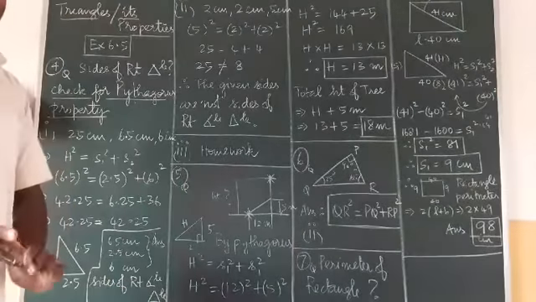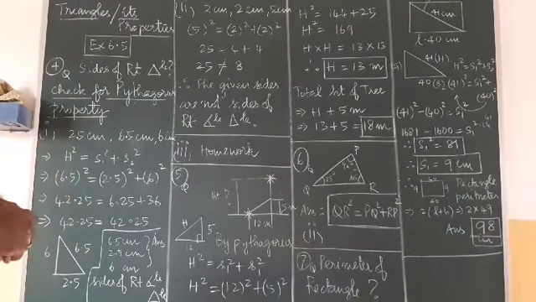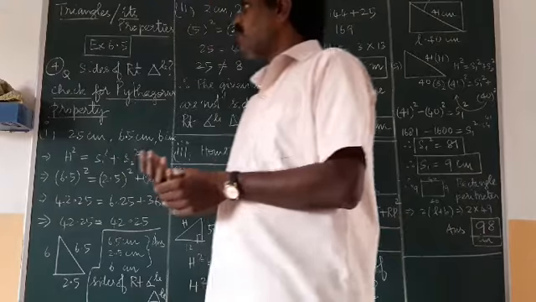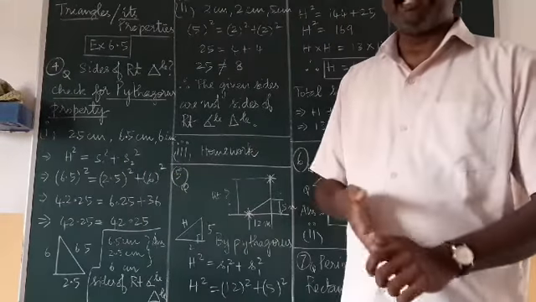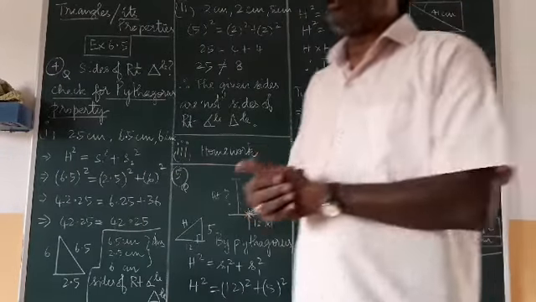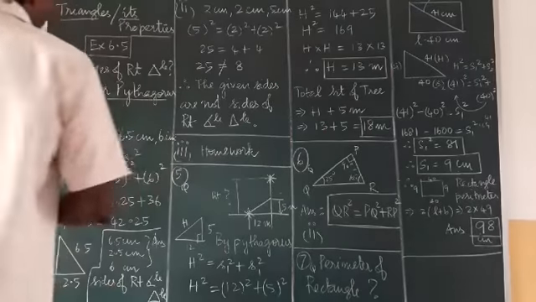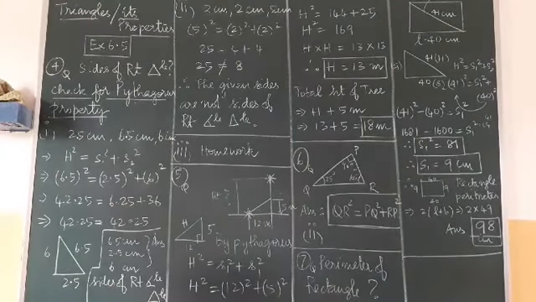Good morning, students. In the last class, in the Triangles and Its Properties chapter, we took exercise 6.5, the last exercise, and we completed up to question number 3. We will go for the next question, question number 4.